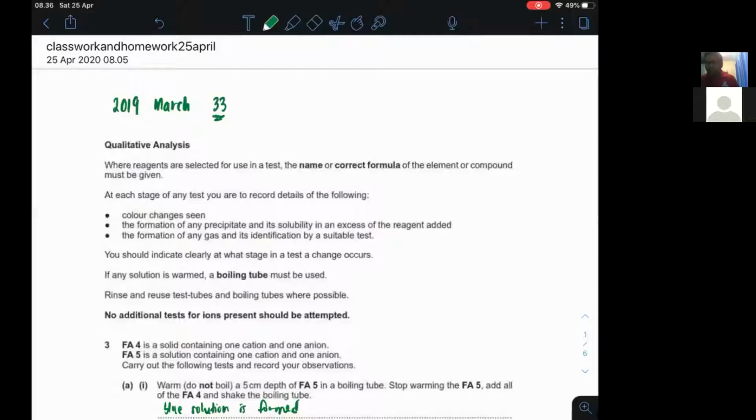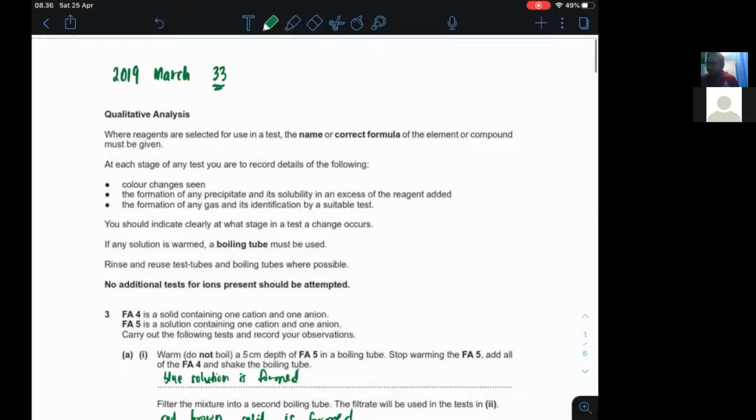Now, here you can see from the notes, similar things that you have seen in the past. You will see at any stage, when you do this analysis, you need to actually show them the color change, the formation, record the formation of any precipitate, and so on. If any of the solution is warm, a boiling tube must be used. Do not use the test tube.